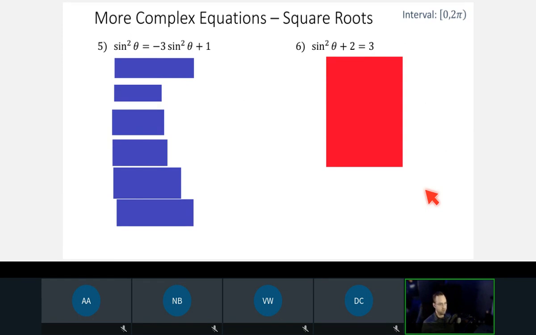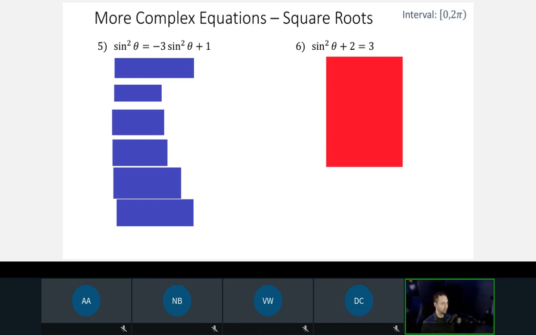Now remember, those trig functions are just like saying x. So if it helps, say to yourself, oh, that's x squared equals negative 3x squared plus 1. Well, what would you do if it was just x's instead of sine or whatever? Add 3 sine squared to both sides. Combine like terms, just like it was any other equation.